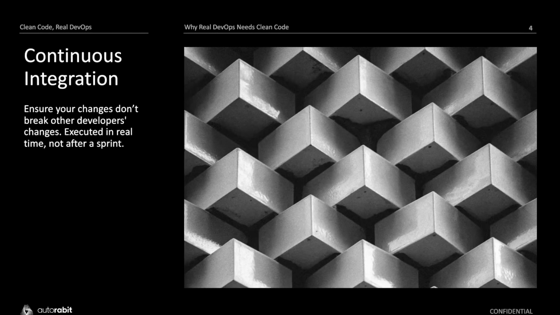I assume most people know about the concept of continuous integration and how it is a core tenet of DevOps. But basically, continuous integration means that you have to ensure your changes don't break other developers' changes, and that other developers' changes don't break your own changes. And this is meant to be executed in real time. That's the theory, that somehow you're testing these changes in combination with other people's changes in real time, not after a sprint.